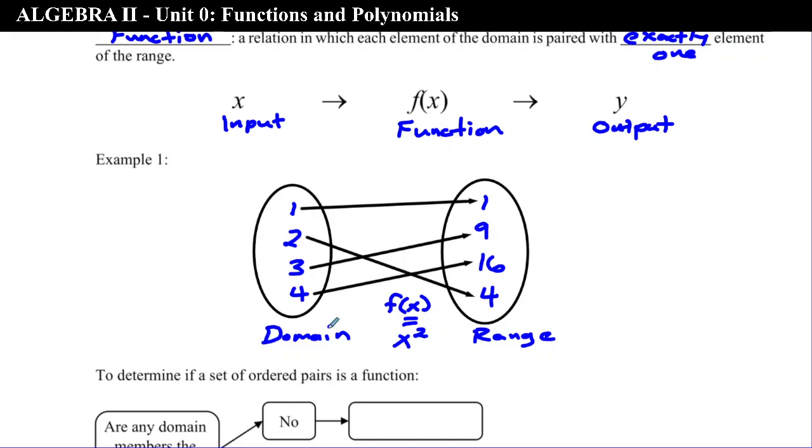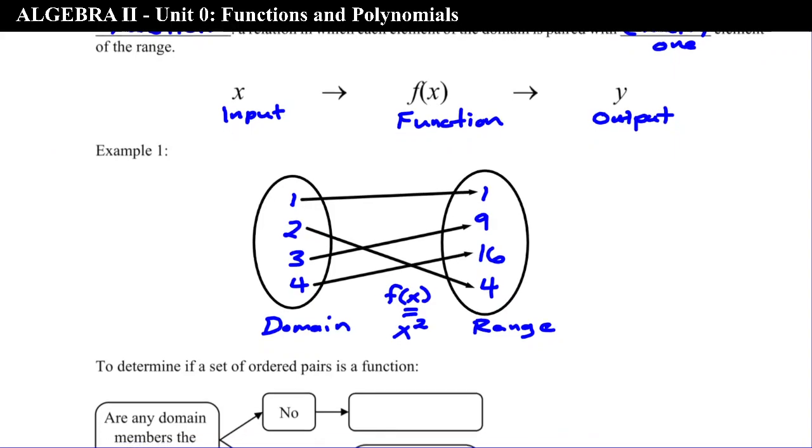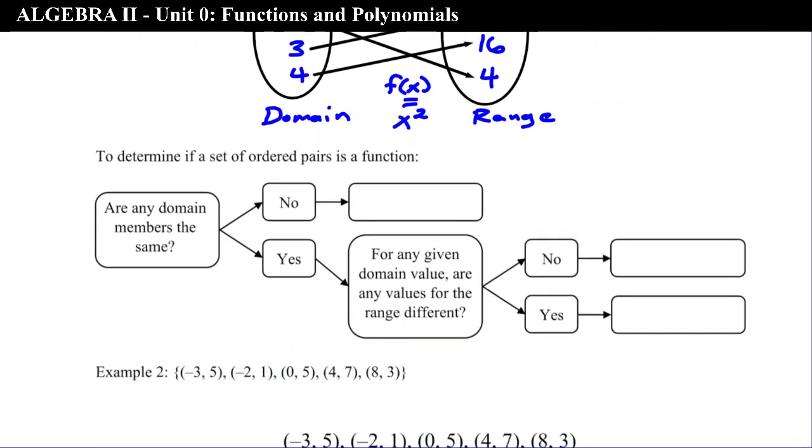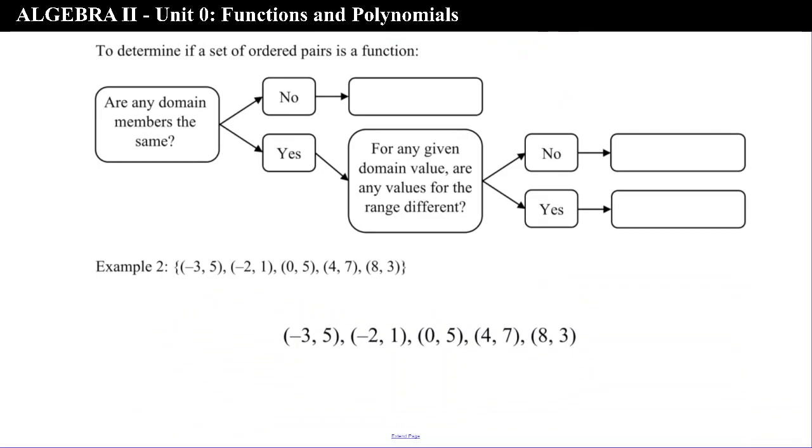We took a member out of our domain. That was our input. We put it in place of x, and when you square that member of the domain, you get our value for our range. That's how functions work. Now let's talk about identifying a function.